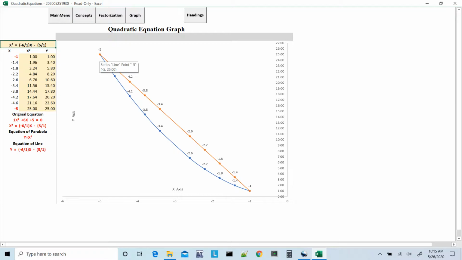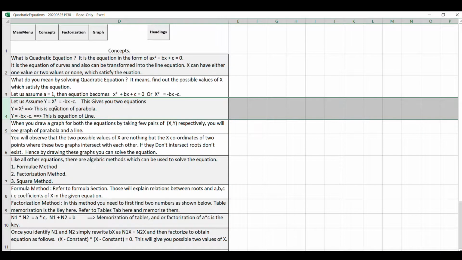Once you draw the graph using 5 or 10 xy pairs for the respective equation, what you will observe is that these two graphs, one a curve and the other a line, will intersect with each other and you will get 2 points of intersection. Then the x coordinates of those 2 points represent your solution. Those are the two possible values of x.